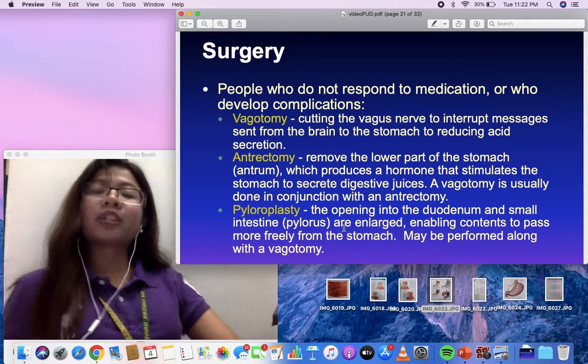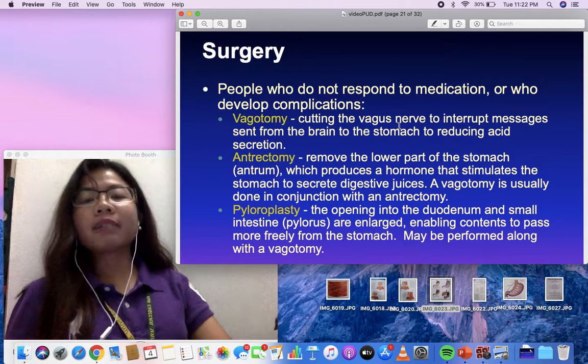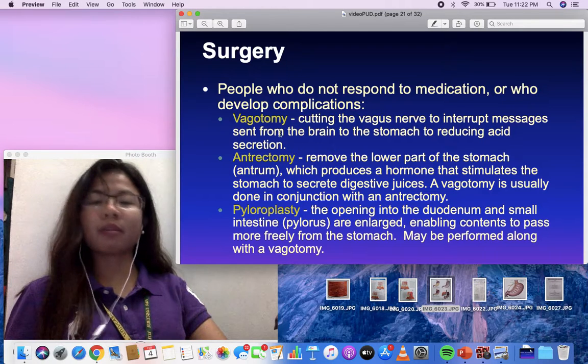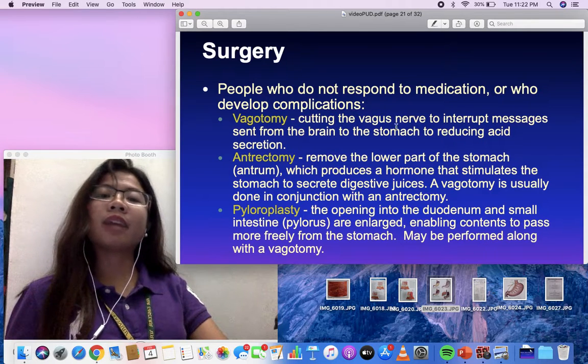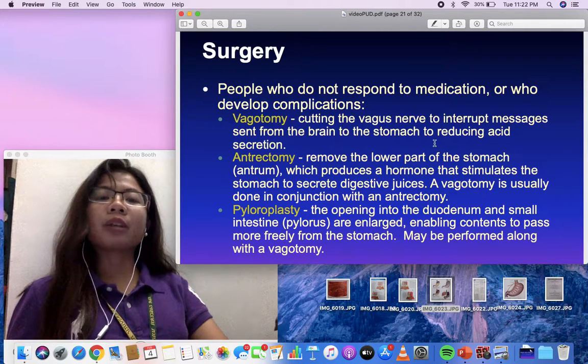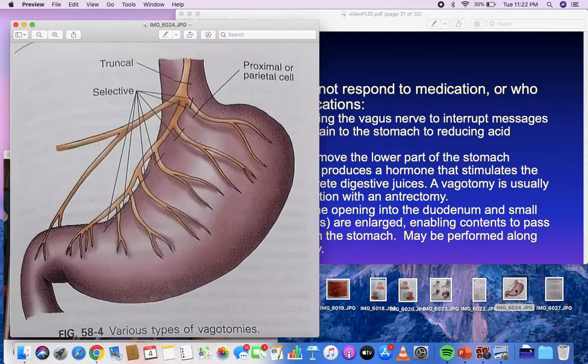Next is for the surgery. So people who do not respond to medication or who develop complications. The first surgery is what we call the vagotomy. So what's vagotomy? It's cutting the vagus nerve to interrupt messages sent from the brain to the stomach to reduce acid secretion. Here's a sample of various types of vagotomies. As you can see, here's the selective, this is the truncal and the proximal or parietal cell.